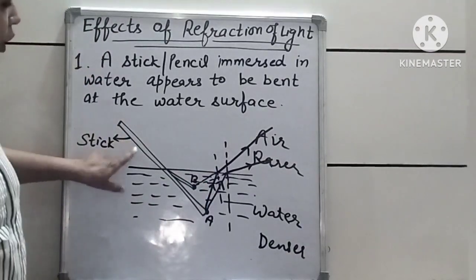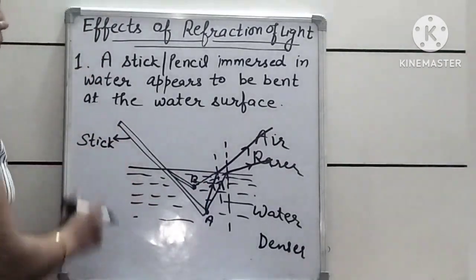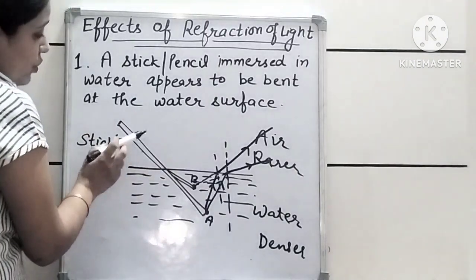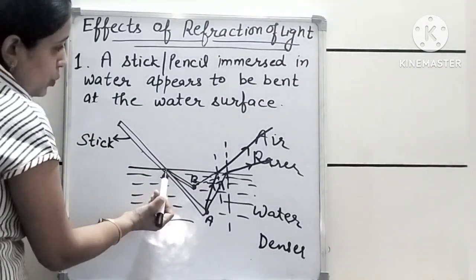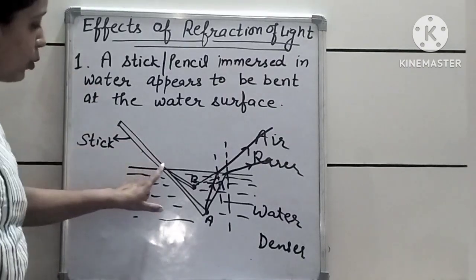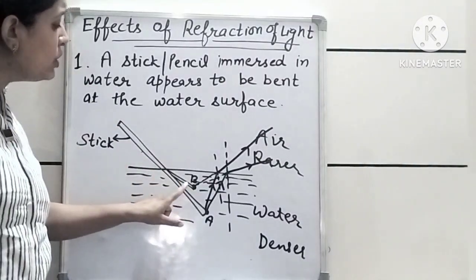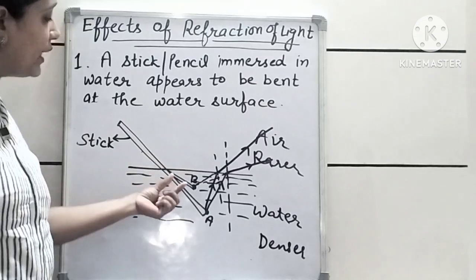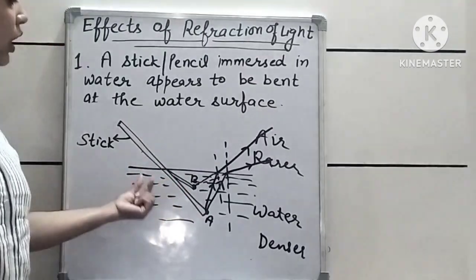When we put the stick into the water, the stick or pencil which is immersed in the water appears to be bent at the water surface. कि जैसे हम water surface में डालते हैं तो ये आपको थोड़ी सी bent, it means थोड़ी सी आपको मुड़ी हुई दिखाई देती है. That is due to the refraction of light.